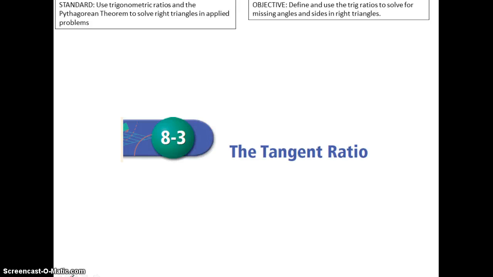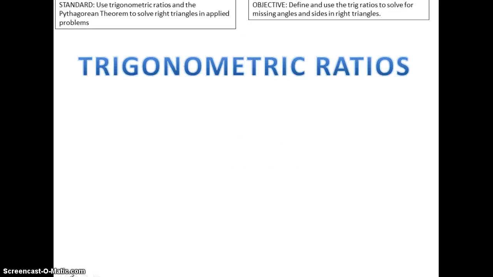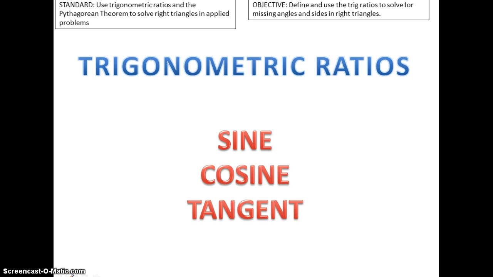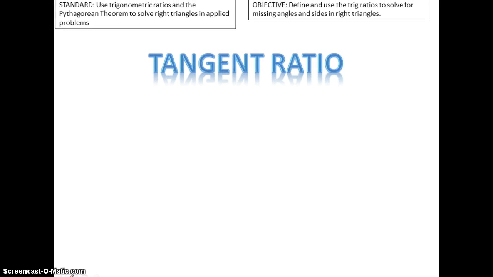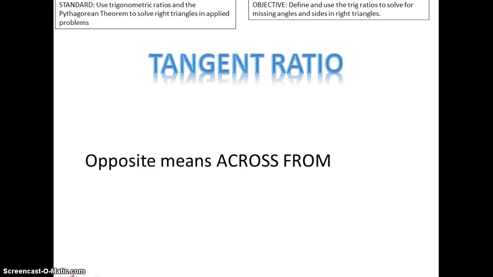Today's lesson concerns the tangent ratio. This is one of the three main trigonometric ratios we're going to talk about, or trig ratios, as they are commonly referred to. We have sine, cosine, and today's is the tangent ratio. Tangent ratio is a very important one. It has lots of meanings in math, but here's what we need to know to make sure we understand what tangent and really all the trig ratios are all about.